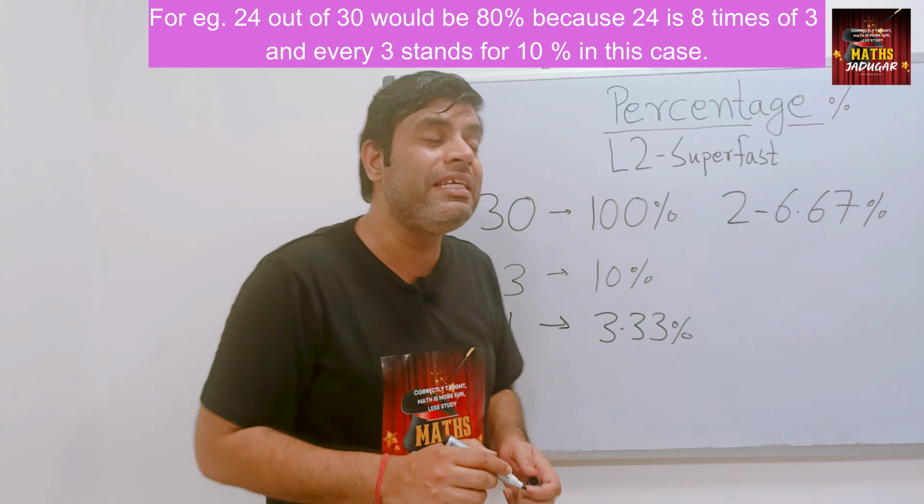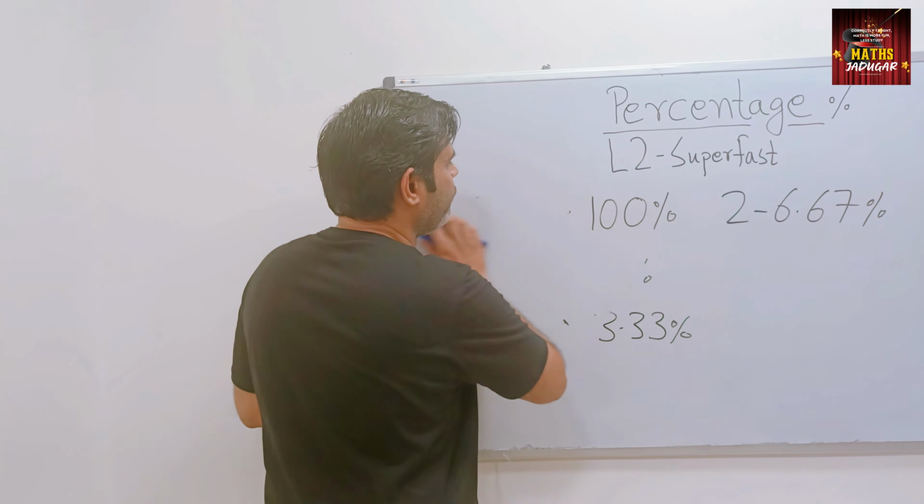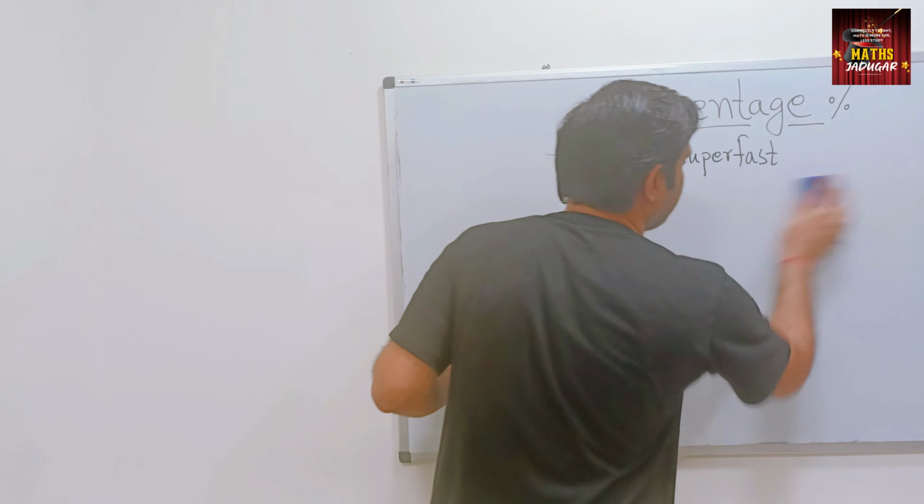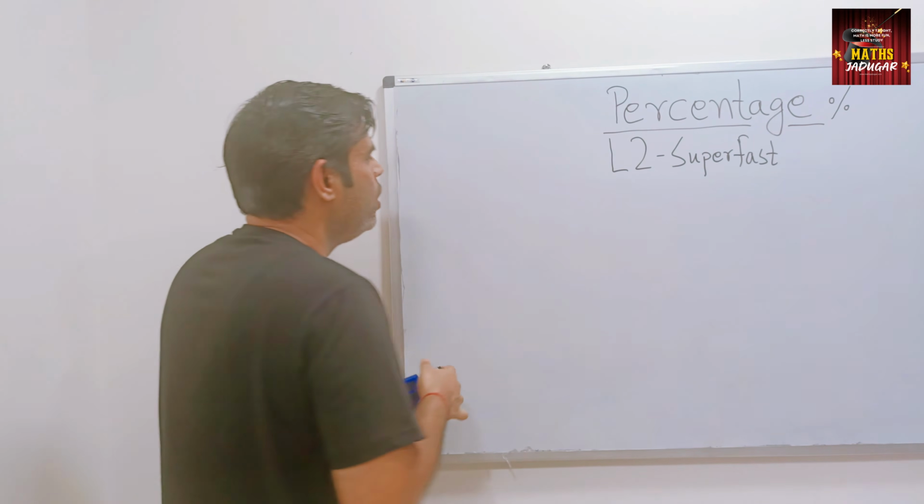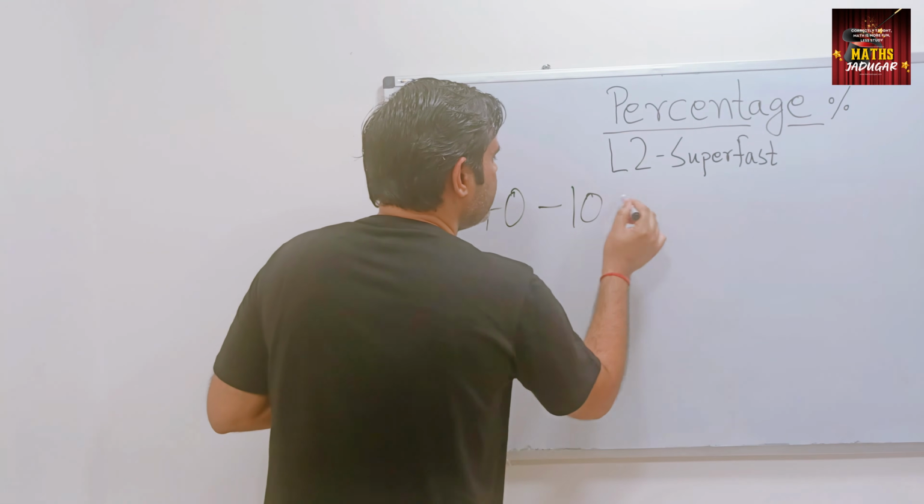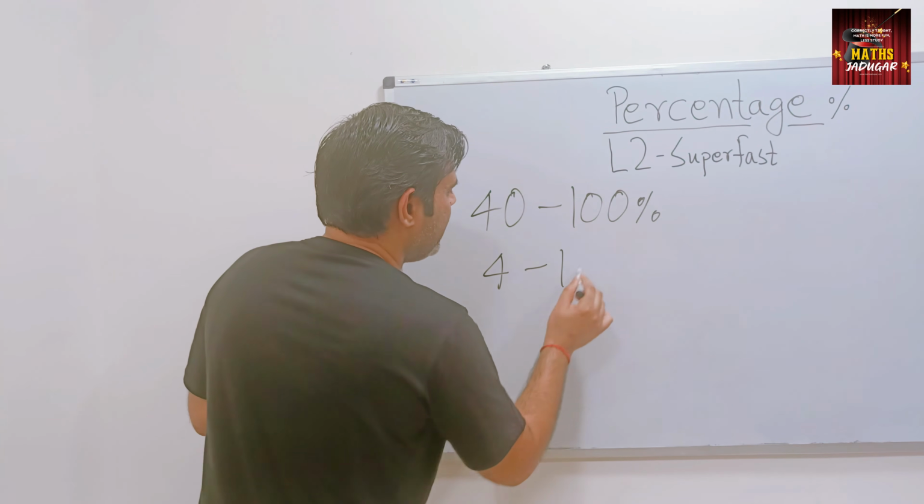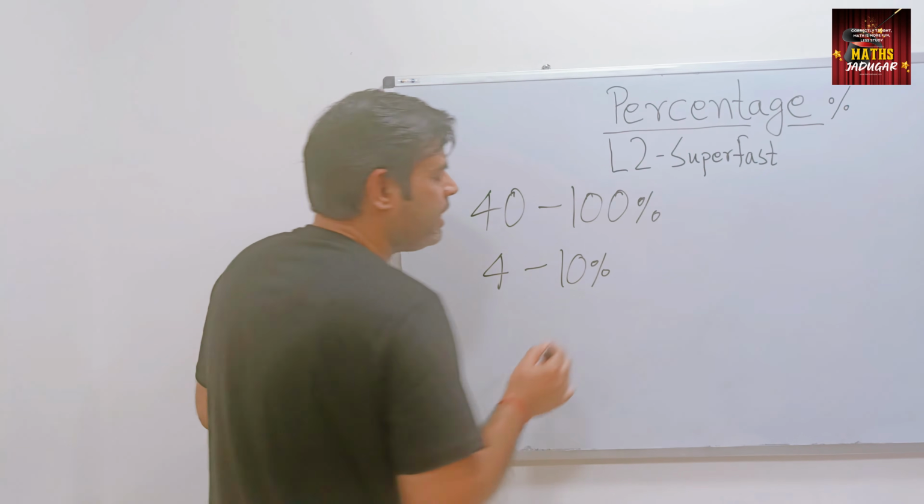But now let's see another example. Let's erase this one and let's see if it was 40, then what would happen? Or maybe 50 also. So if it was 40, every 40 would have been 100%. Then what would happen with 4? 4 would be like 10%. Every 4 would be 10%, my dear friends.